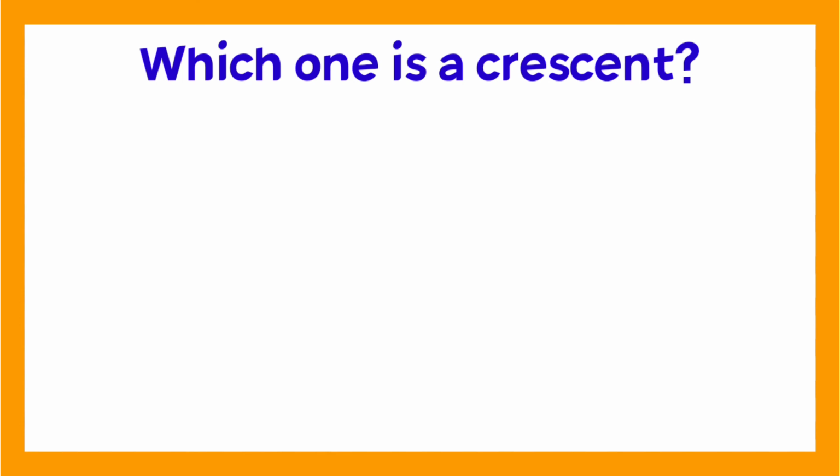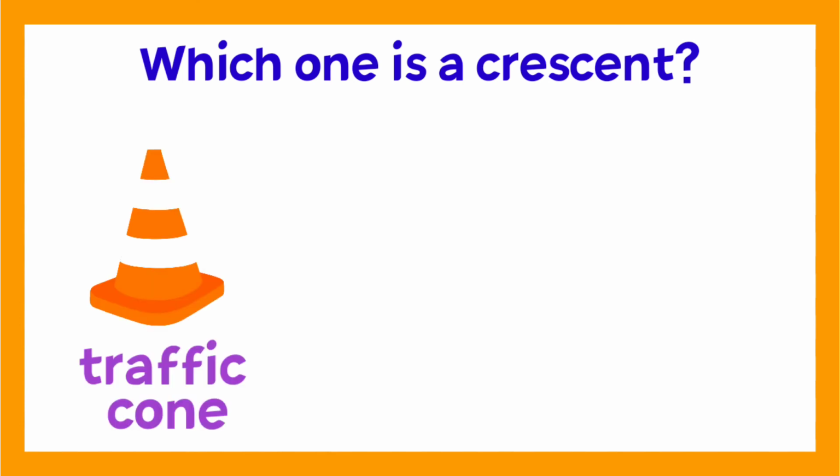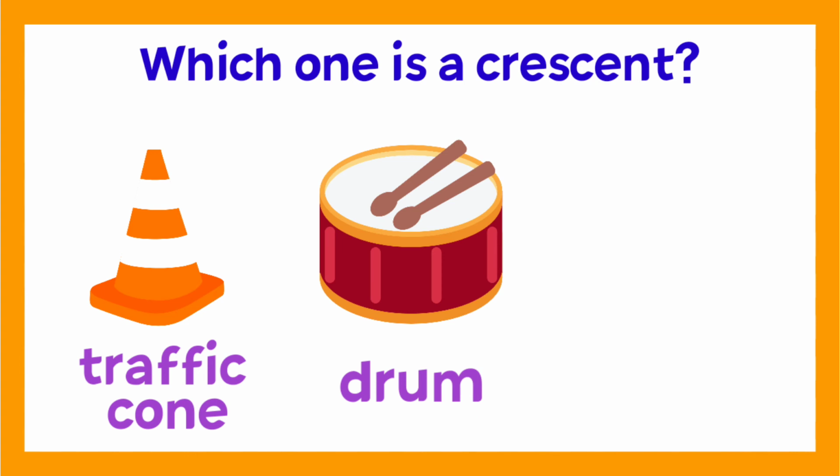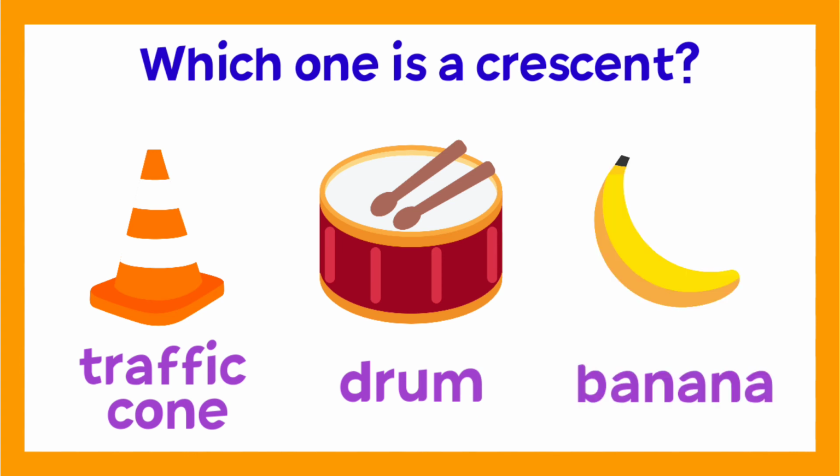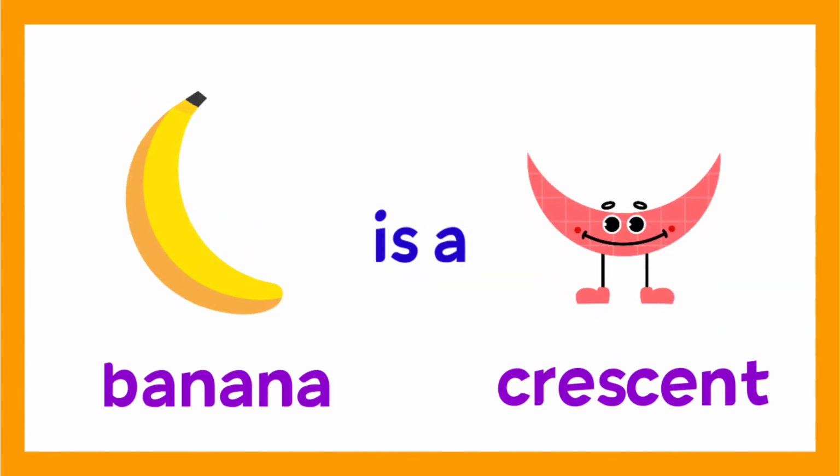Which one is a crescent? Traffic cone, drum, banana. Banana. A banana is a crescent.